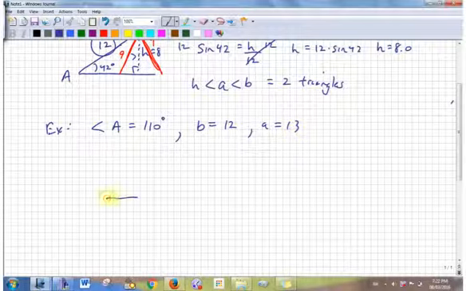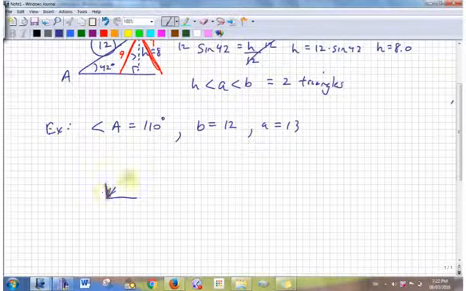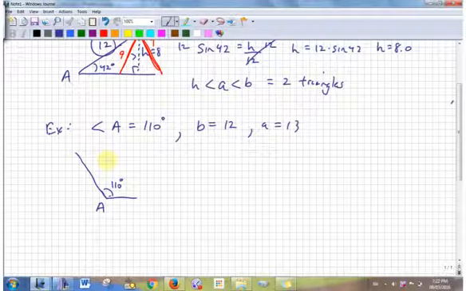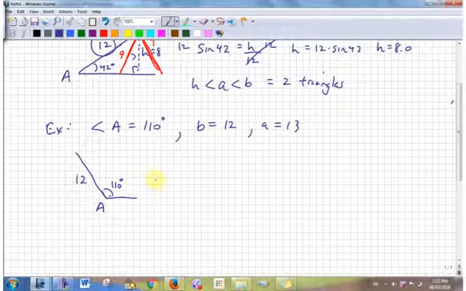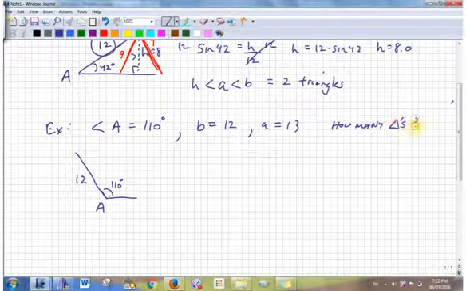Well, start with a little horizontal piece, but A is going to be obviously bigger than 90. It's going to be 110, which maybe would look like something like that. Okay, there's A. B we're going to put in the same place. That's over here. A is 13. Well, visually, how many triangles can I make? 0, 1, 2.